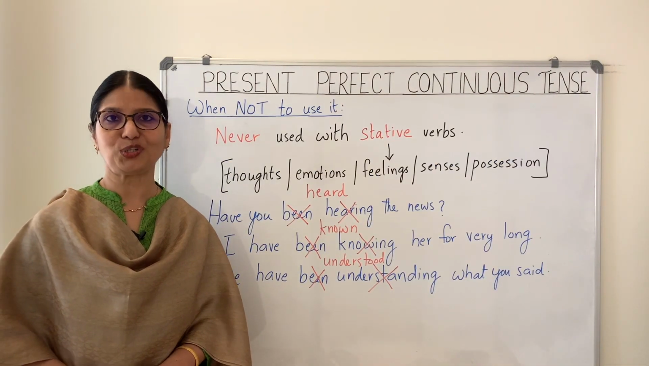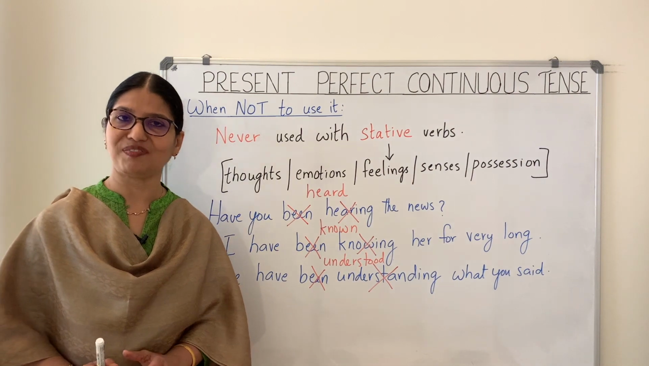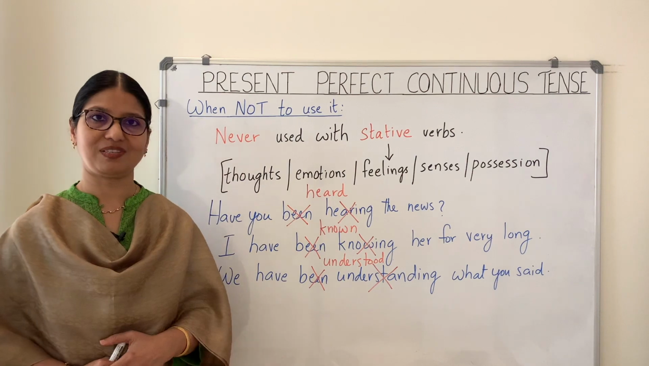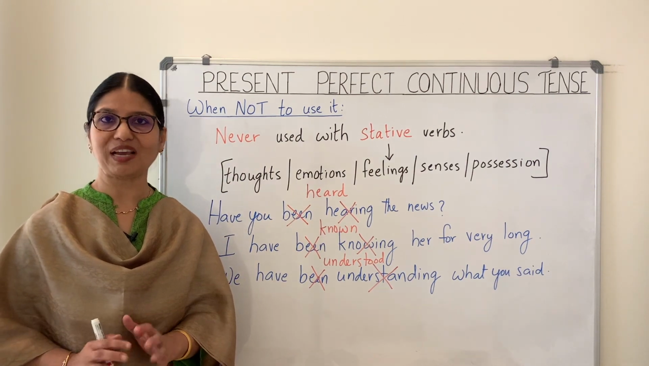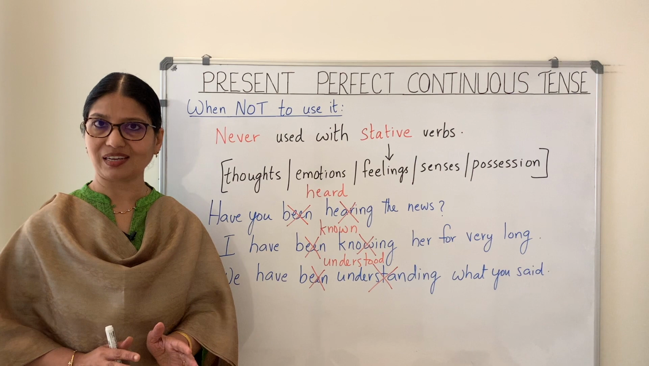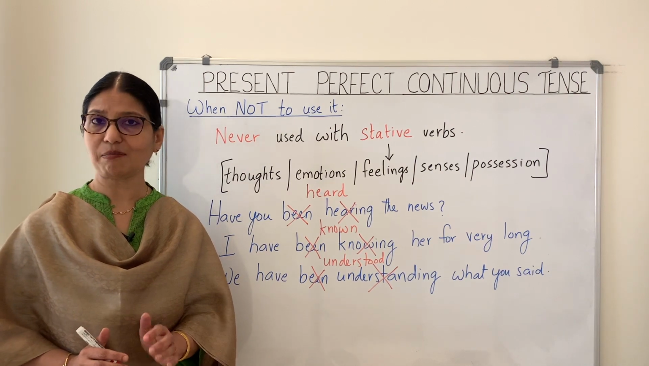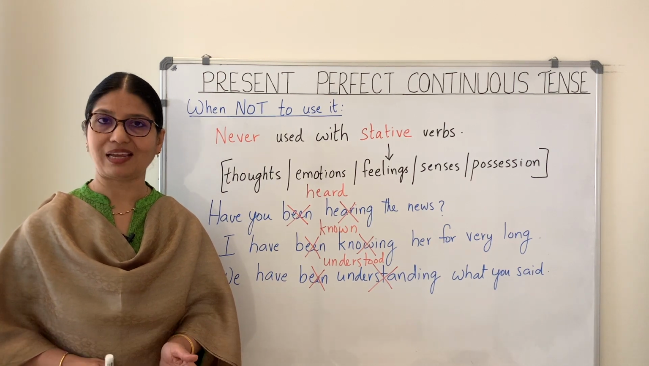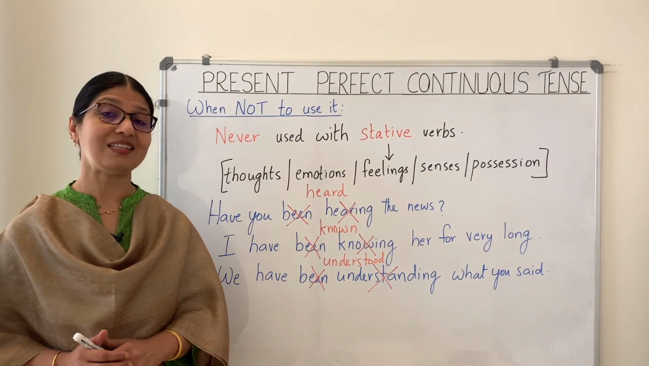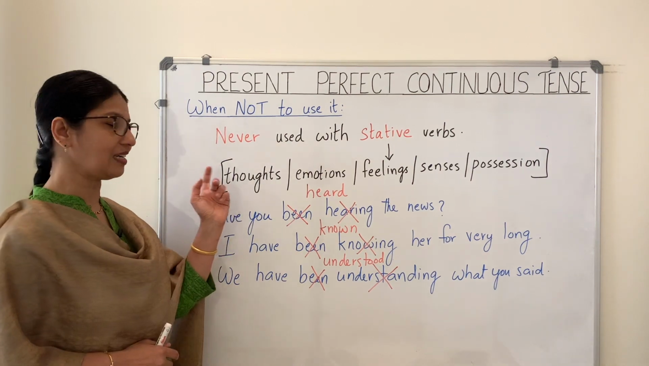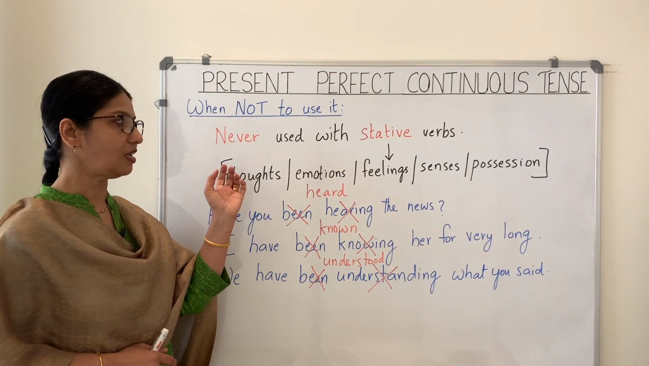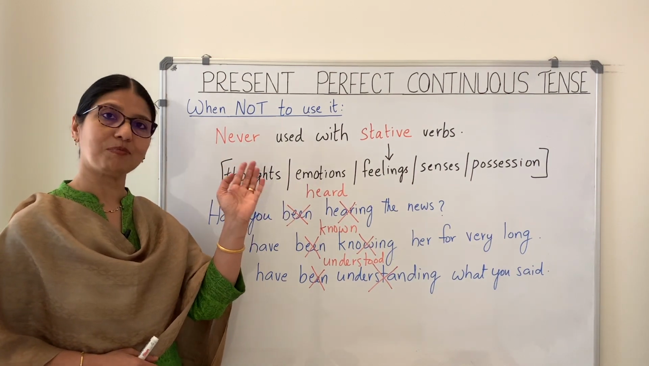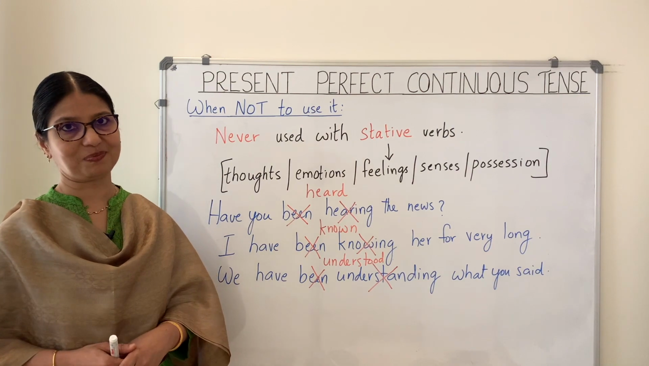It's equally important to know when not to use the present perfect continuous tense. We never use this tense with stative verbs. You know that in English we have two kinds of verbs, the dynamic and stative verbs. The dynamic verbs are those that refer to actions like eat, drink, play, study, and so on. And the stative verbs refer to these kinds of actions, that is, thoughts, so mental actions, emotions or feelings, senses, possession and ownership, and so on.